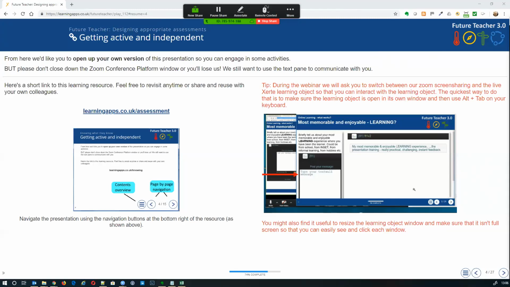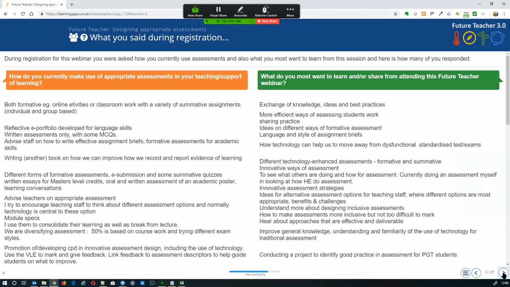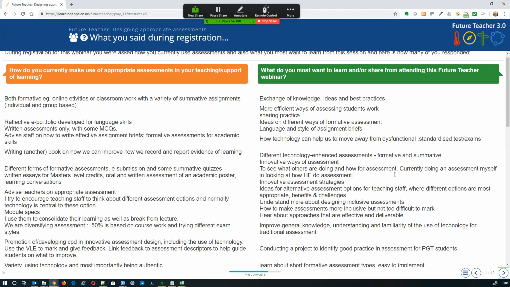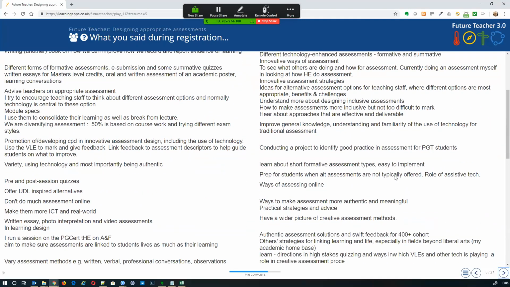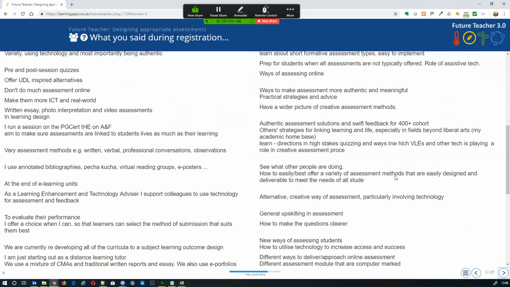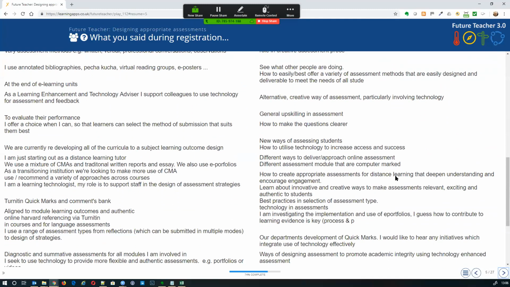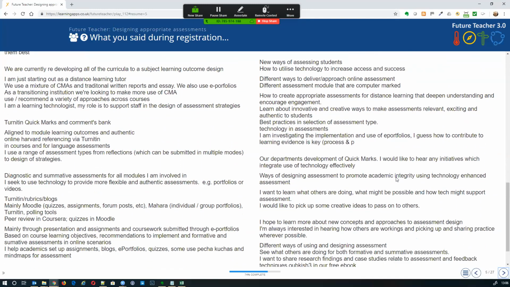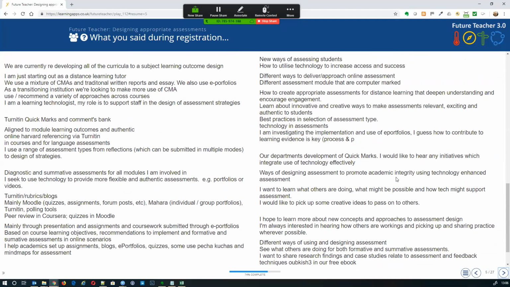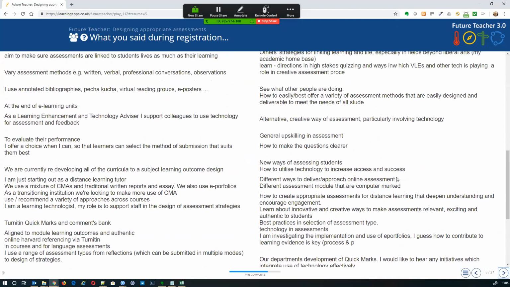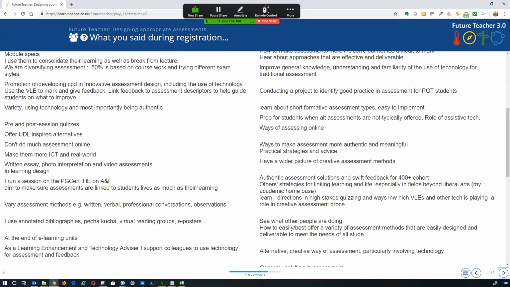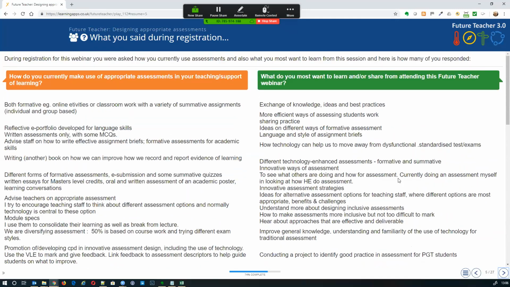So without further ado, we're now going to be looking at what you said, because we ask at registration what sort of things you want to cover. Partly that helps us to plan the session, to weave a route through what people want to see, but it also gives you an opportunity to see where you are in relation to almost the community of practice. Are the questions you're asking the same questions other people are asking? Are you perhaps at a more sophisticated level of questioning?